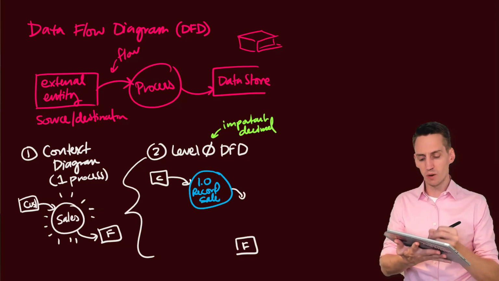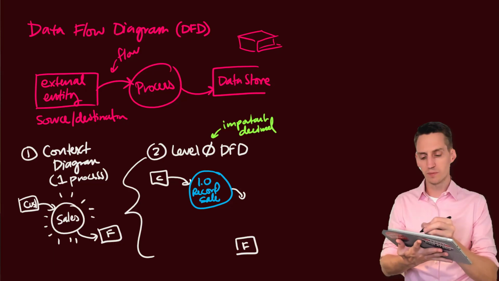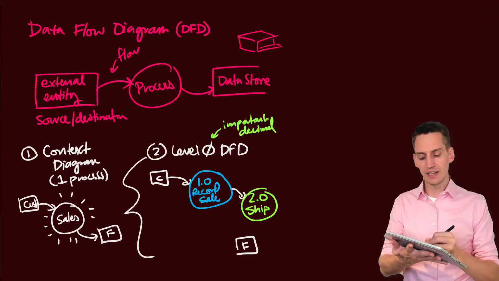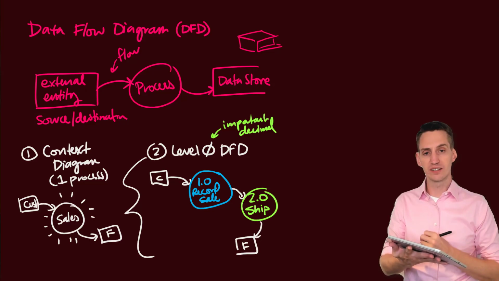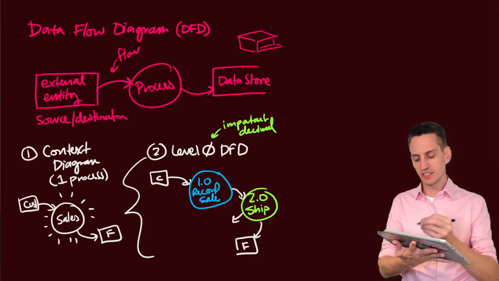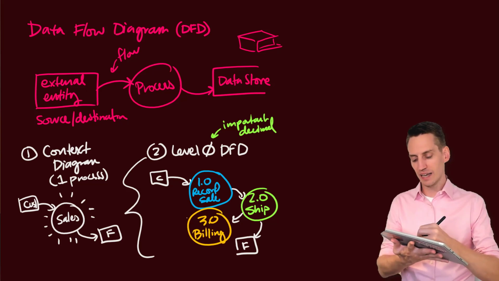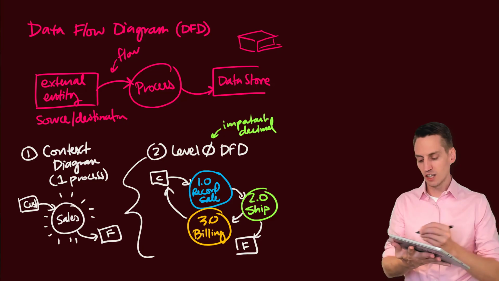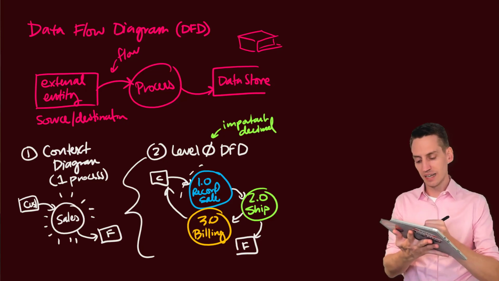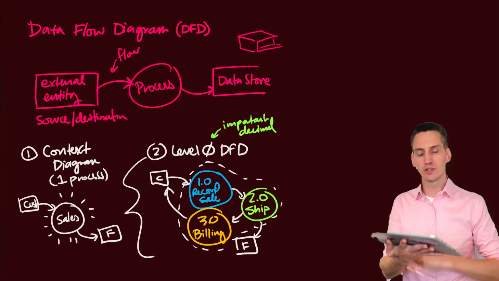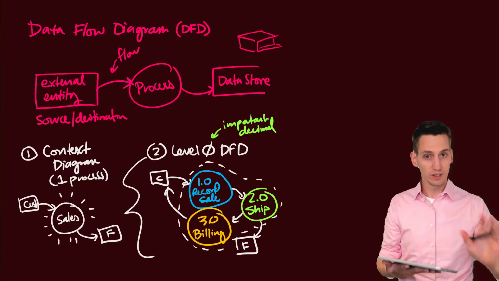Then this will continue on to process 2.0, which might be to ship the goods. And that's where I'm going to send some data to my fulfillment center. And then finally, I'll have process 3.0, which will be my billing to the customer. I send the customer an invoice, and they will pay me money. So I took that original sales, and I expanded it to see the parts that were in that original process. You with me okay here?